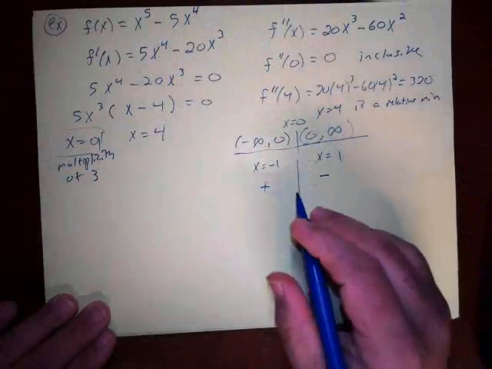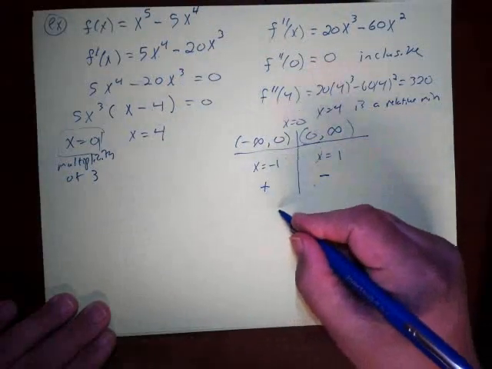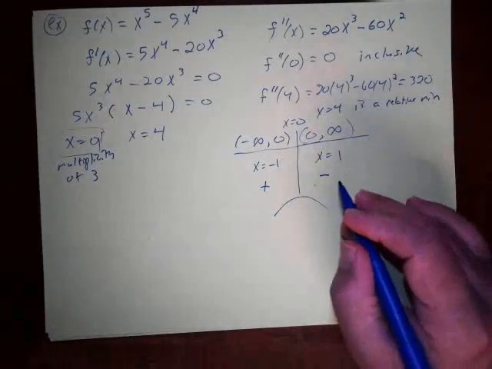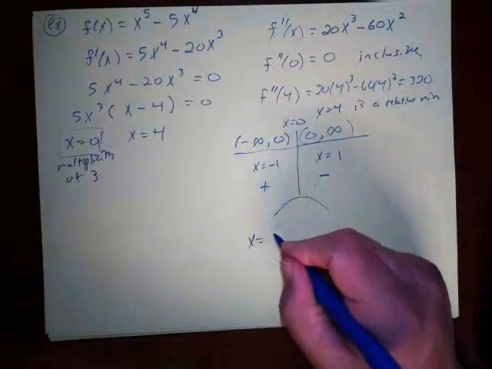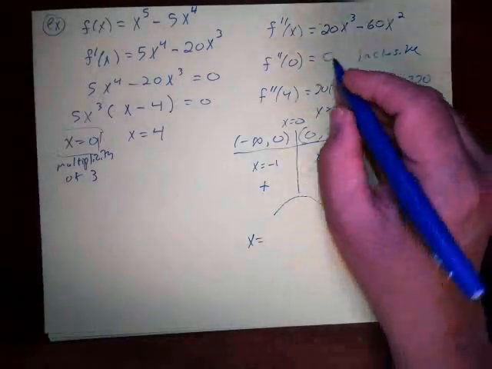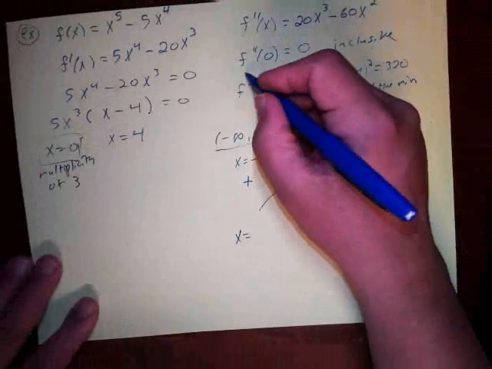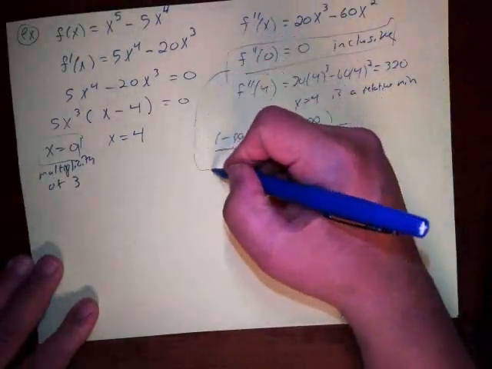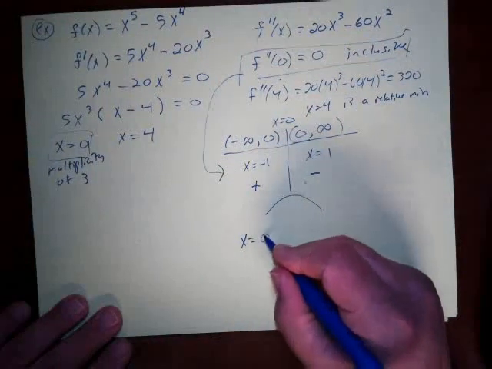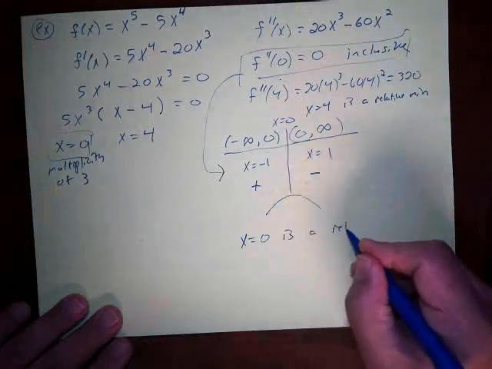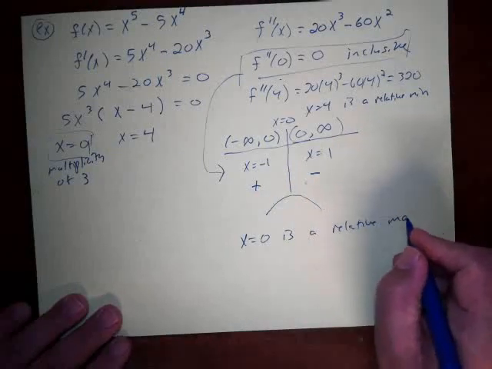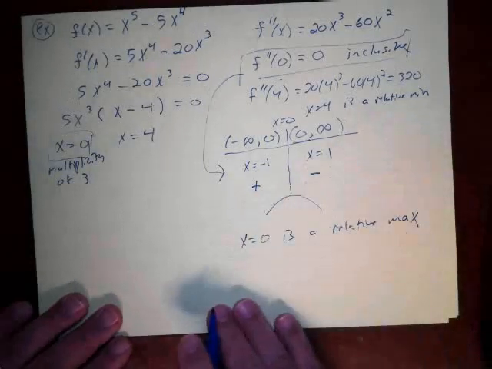So this is negative. So this is going from positive to negative for the original function. So x equals 0. The first derivative test was inconclusive. I'm sorry, the second derivative test is inconclusive. So we did the first derivative test, and we got that x equals 0 is a relative max. Is what I find out.